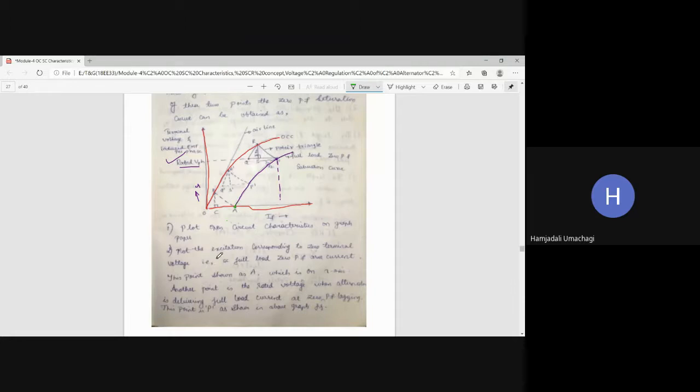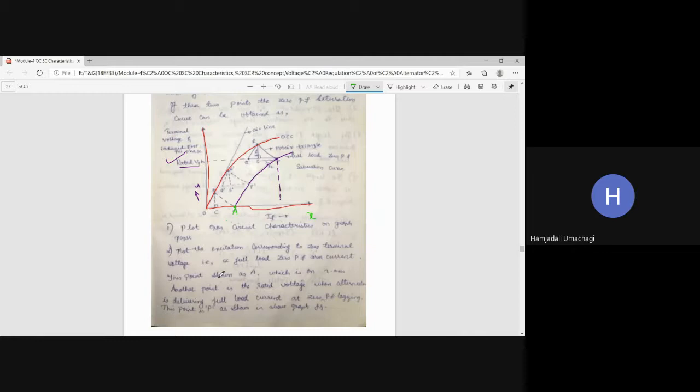Okay, then that is the short circuit full load zero power factor armature current. This point is shown as capital A, which is on the x-axis.